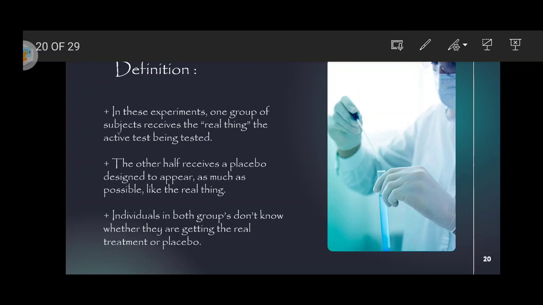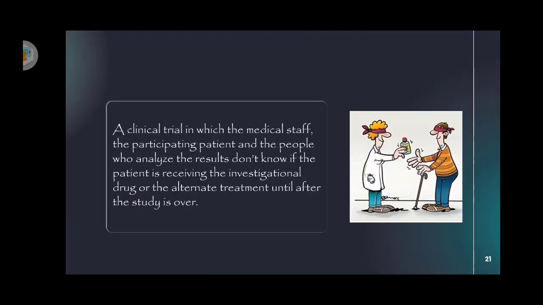The other half receives a placebo designed to appear as much as possible like the real thing. Individuals in both groups don't know whether they are getting the real treatment or a placebo. Now, a clinical trial in which the medical staff, the participating patient, and the people who analyze the result don't know if the patient is receiving the investigational drug or the alternate treatment until after the study is over.